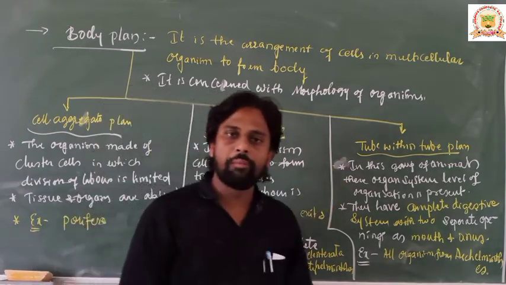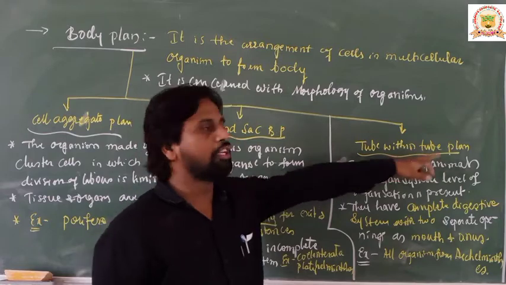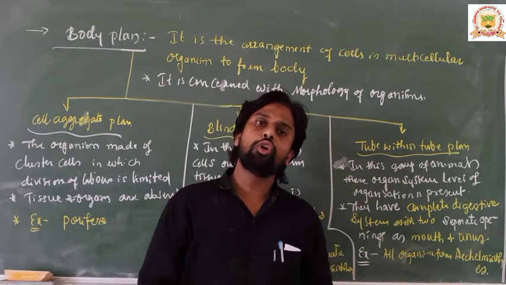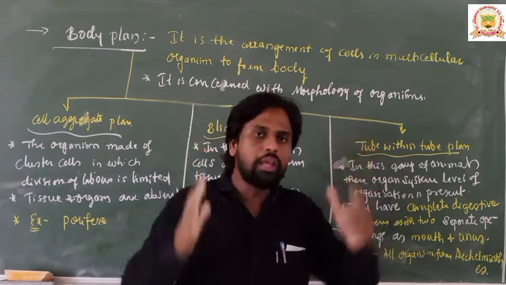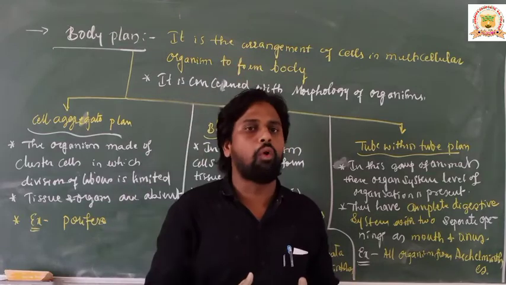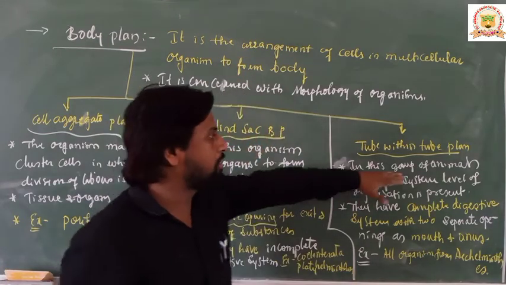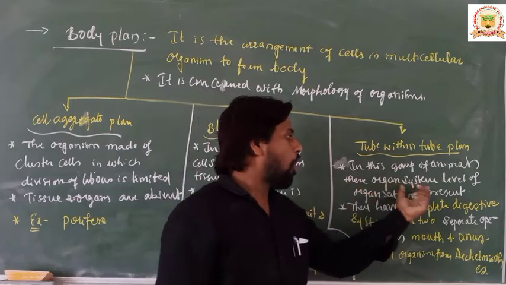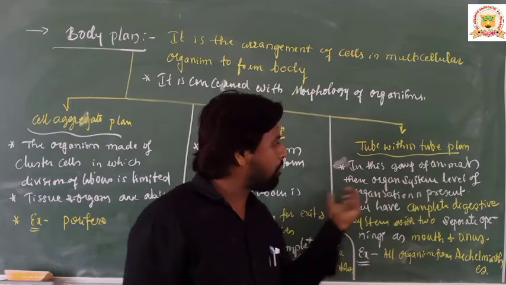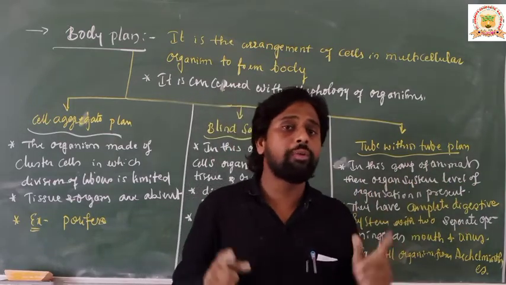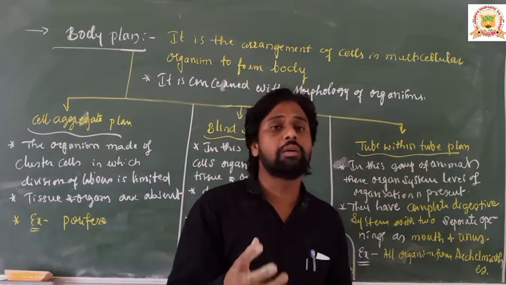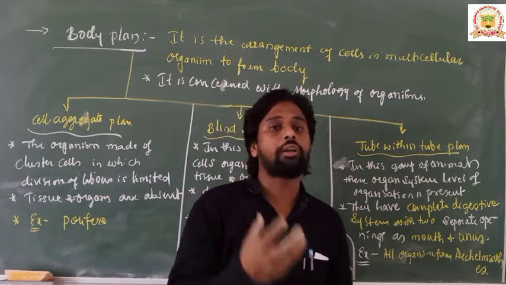The next group of animals that is going to come is what? Tube within tube plan. Tube within tube means what? Here there is a body wall, as well as the gut wall. Basically, in this group of animals, the organ system level of organization is present. Organ system level means what? There is an organ system. Organs conjugate to form your organ system.